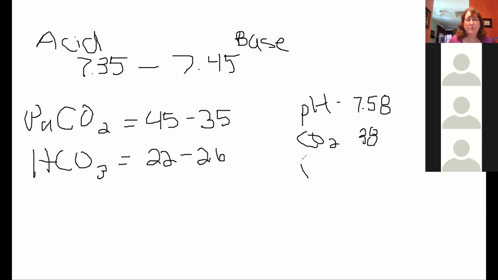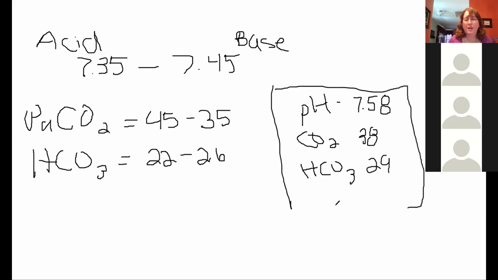Wait, these are the numbers from where? I'm just giving you a problem to do. Oh, okay. The HCO3 is 29. So if this was your problem right here, what kind of acid-base problem is that? Tell me which one of the four. I think metabolic alkalosis.